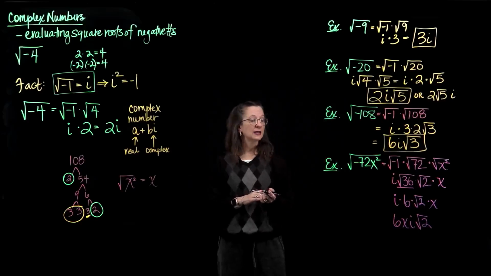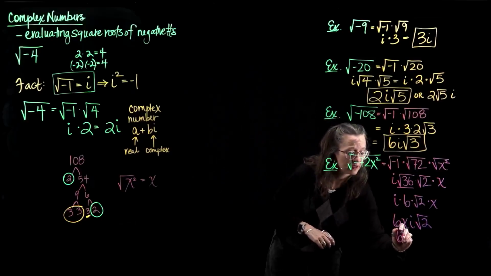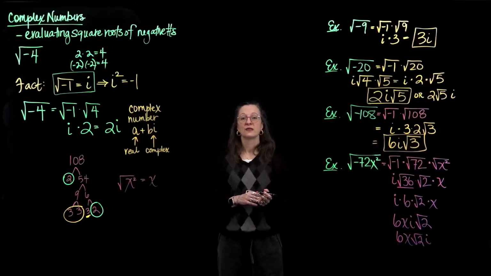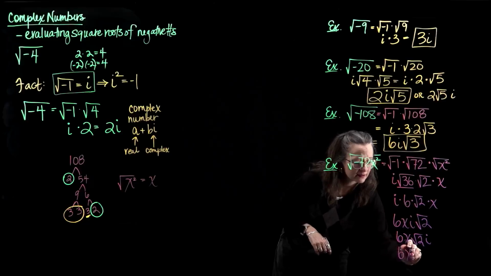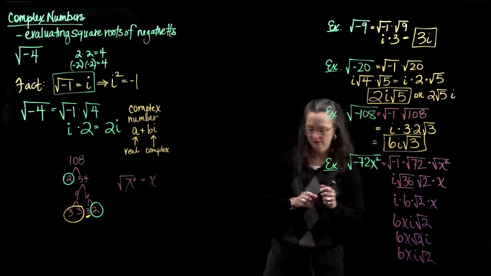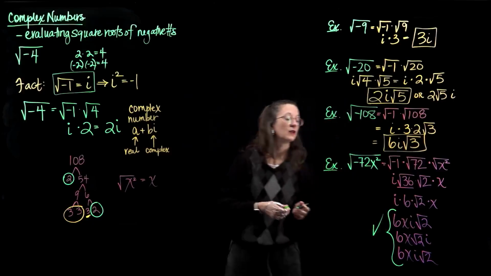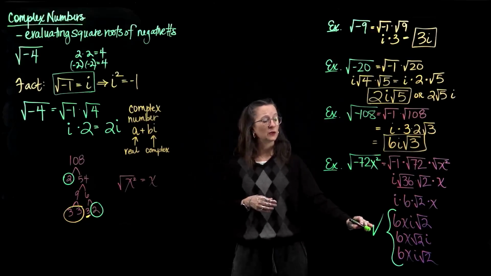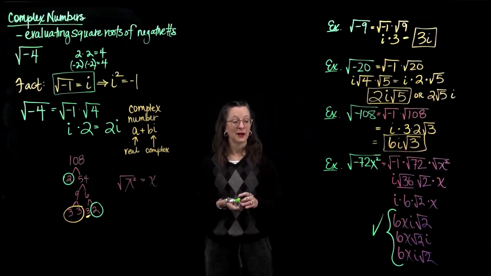So I could write it as 6xi square root of 2. Occasionally, you will see it as 6x square root of 2i. And unfortunately, you could also see it as 6xi square root of 2. So all of those are technically correct. It's a little confusing that it could go either way, but I do want you to know that if your answer is in any of those forms, it is correct.